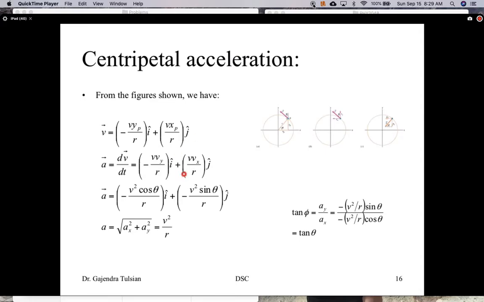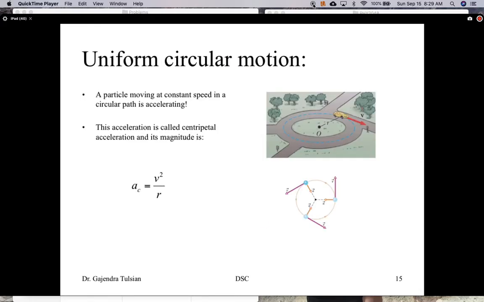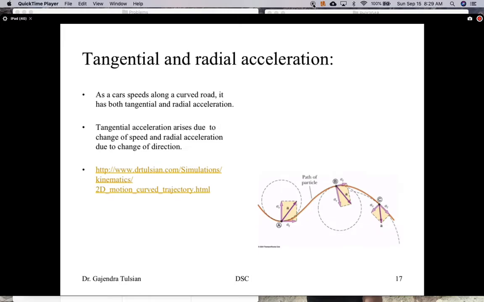Right, these slides prove to you that the acceleration is pointed toward the center, and that its magnitude is given by v squared over r. Okay, so that's what these slides do.